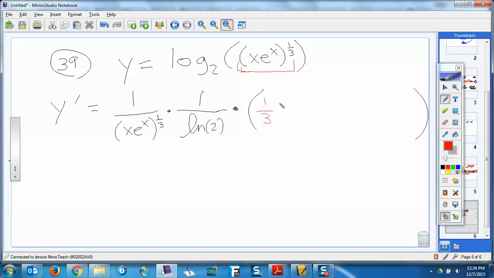Bring the power down. 1/3, leave its inside alone, to that negative 2/3 times derivative of that inside, which would be the blue part right there. And how can you do that? That needs a product rule. So then that's where, again, I better put a set of parentheses, because that's really important, because the product rule is going to have a plus in it, so I'm going to need parentheses there. So now the blue derivative of x is 1 times e to the x left alone, plus x left alone, derivative of e to the x is e to the x.